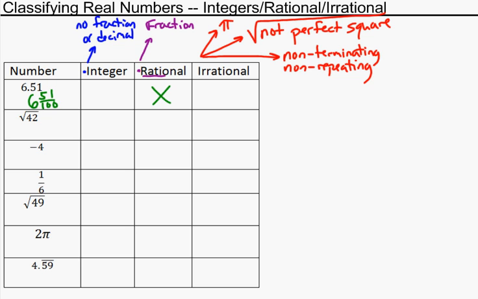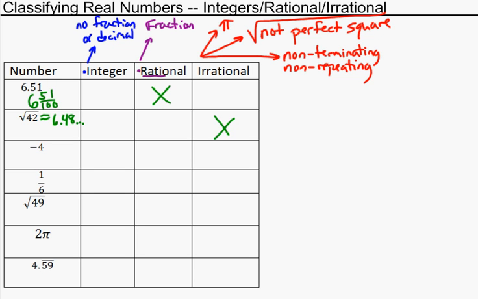If I look at the second one, the square root of 42, I check that on a calculator, and I notice that this does not give me a perfect square. I get approximately 6.48, and then it keeps going on and on forever. So it's not an integer, it's not a rational, so it has to be irrational, because it's a square root that's not a perfect square.